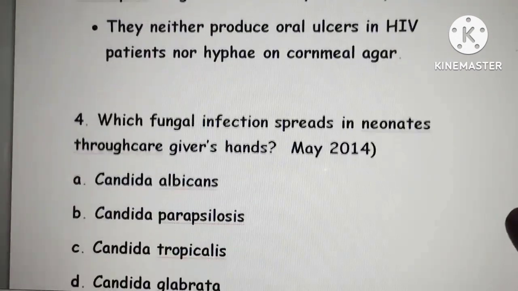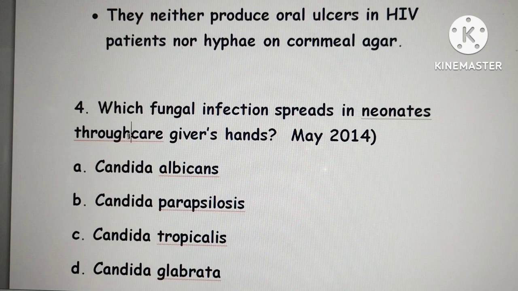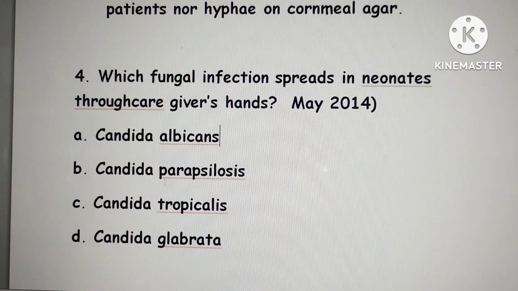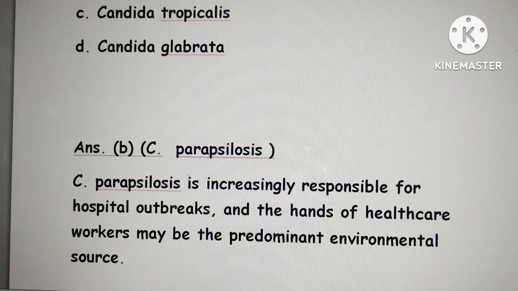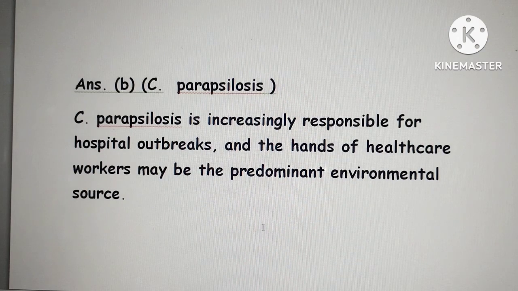So next, this is a straight question. Which fungal infection spreads in neonates through caregiver hands? The options are Candida albicans, parapsilosis, tropicalis and glabrata. It is parapsilosis. Nothing more to explain, it's clear cut. It is increasingly responsible for hospital outbreaks and is spread by healthcare workers, mainly because it is an environmental pathogen.